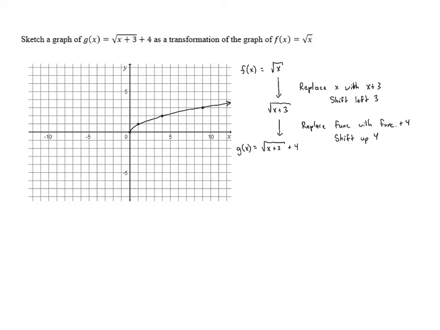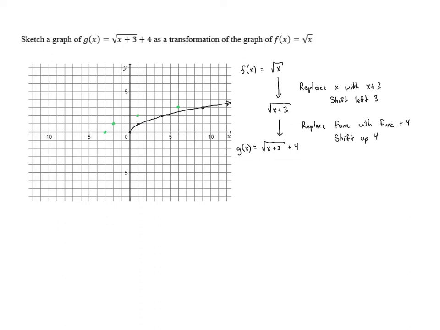When we shift them to the left 3 units, that gives us, let's see, if we start at the origin and we shift to the left 3, that gives us a point here. If we take the next point on our graph and shift to the left 3, that puts us here. The next point goes here, and the last point goes there. So that's where our points go when we shift them to the left 3.